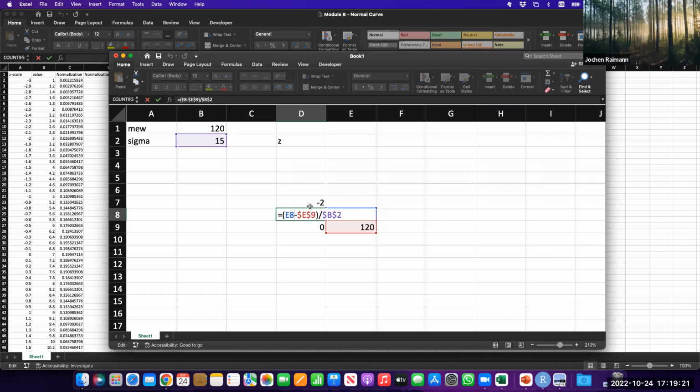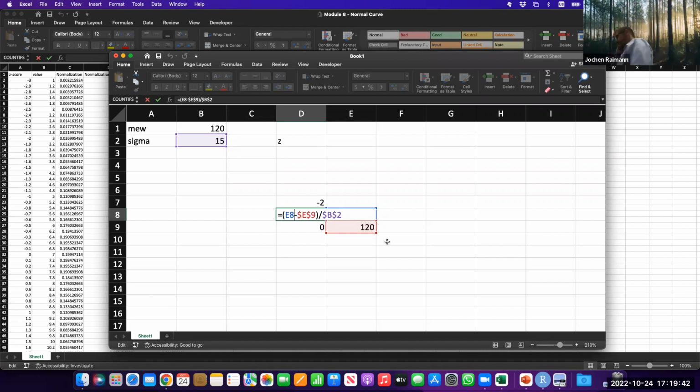So again, E8 is 105. Why are we choosing 105? Because it's exactly 15, so the standard deviation of 15 away from the mu, like one standard deviation. That's one standard deviation away. Yes. So with 105, we're getting this value.